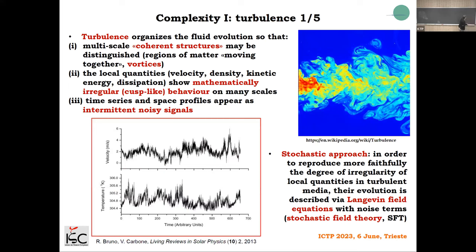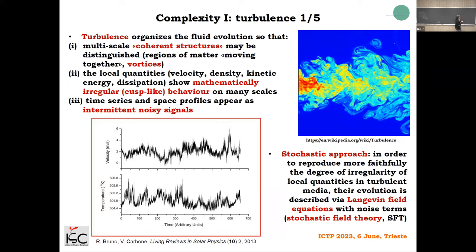So the first example of complexity is turbulence, which has been extensively treated by Consolini. Turbulence organizes the fluid evolution so that there are these features. Multiscale coherent structures may be distinguished, that is, groups of subsystems organized going together, forming coherent structures. And this happens on many scales, like vortices in the classical turbulence theories.